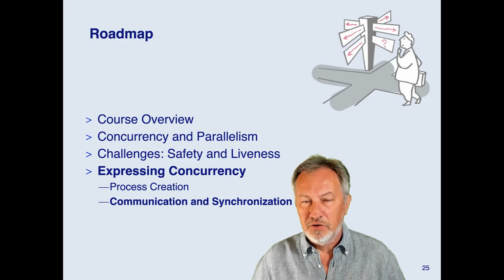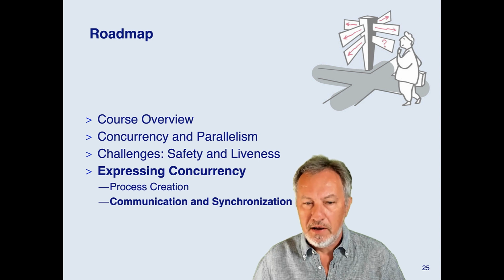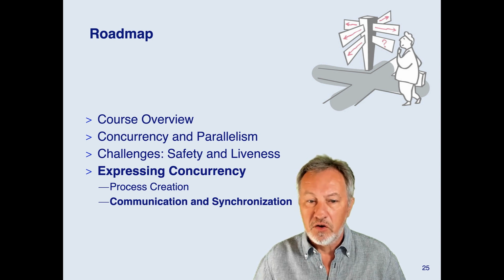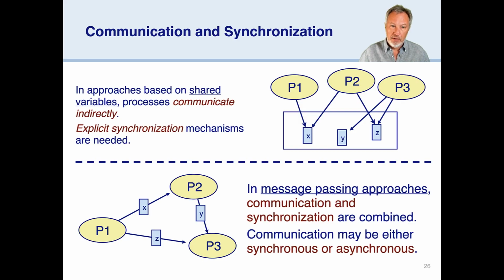So now we've seen how to create processes. The question now is, how do processes communicate with each other and how do we synchronize them? Essentially, there are two broad approaches. The first is based on shared variables and the second is based on message passing. What we see here at the top are processes communicating indirectly. So processes P1, P2, and P3 all are accessing the shared resources X, Y, and Z.